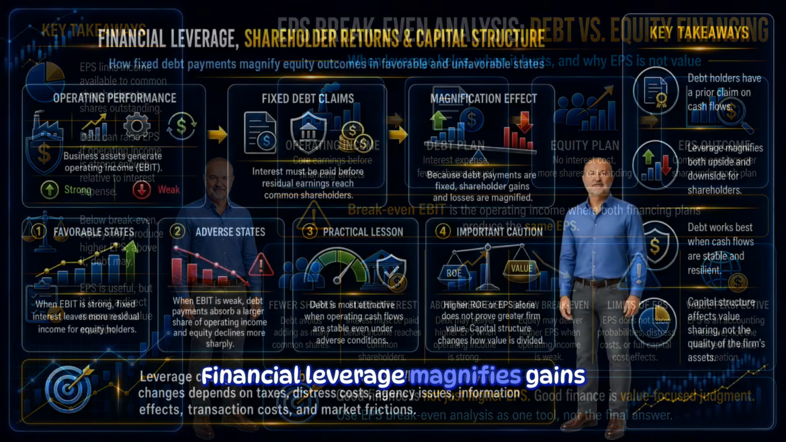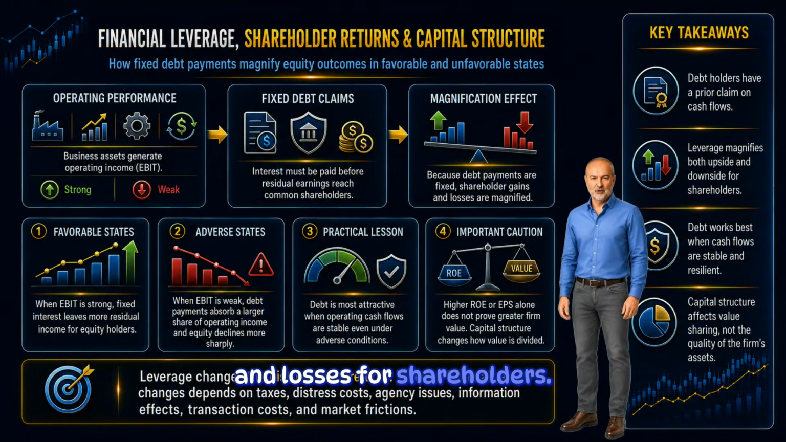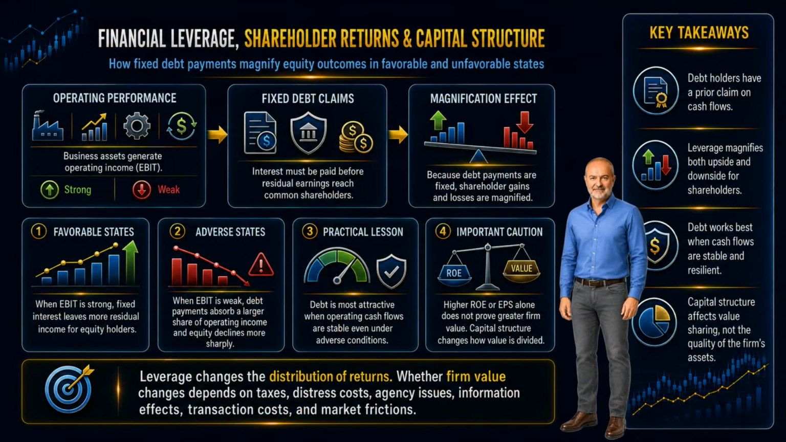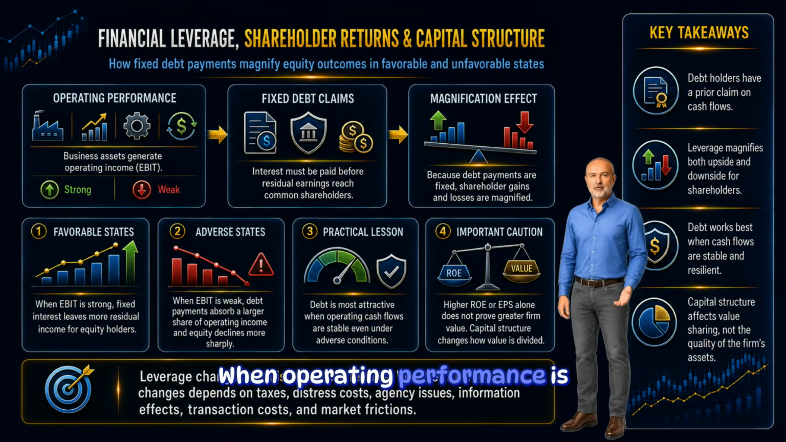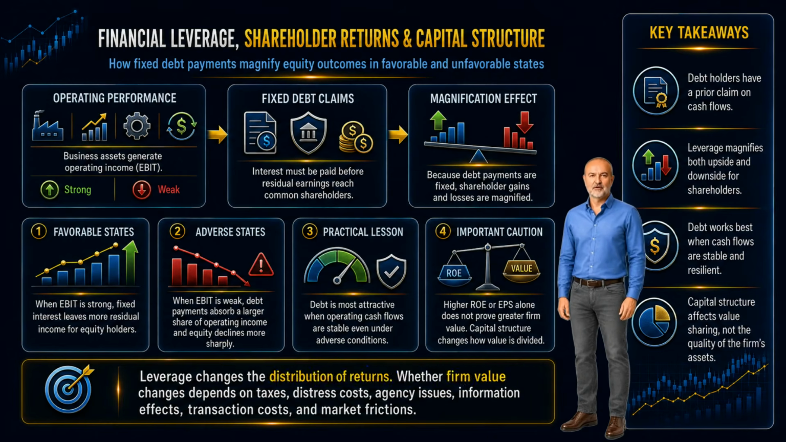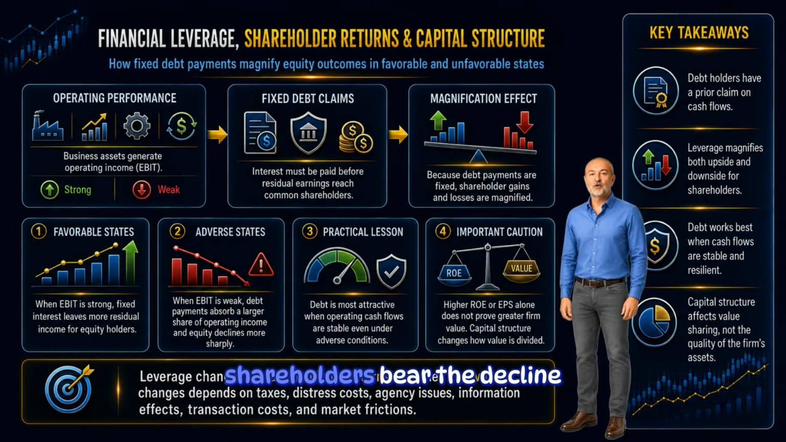Financial leverage magnifies gains and losses for shareholders. This happens because debt holders have a prior claim. Interest must be paid before earnings are available to common shareholders. When operating performance is strong, fixed debt payments leave more residual income for equity holders. When operating performance is weak, fixed debt payments absorb a larger portion of operating income, and shareholders bear the decline more sharply. This is the magnification effect.